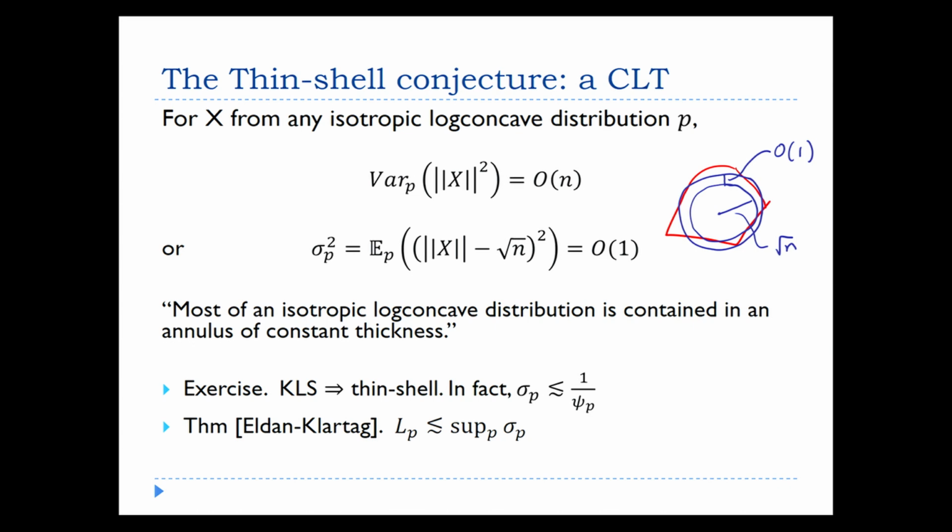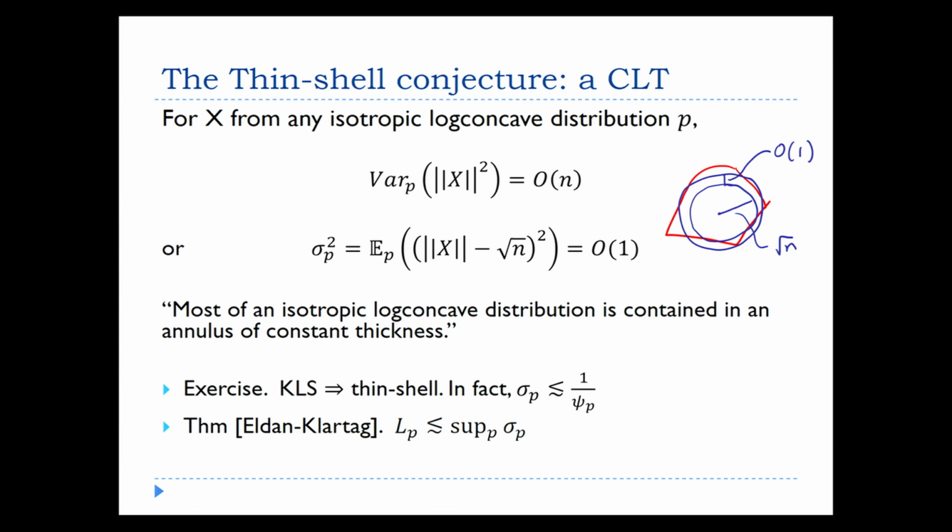A bit more surprising, but also proven several years ago, is that the slicing constant is upper bounded by the thin shell constant, and not in a per distribution sense. That might be true, but we don't know it yet. But certainly in the supremum sense, so if you take the maximum possible thin shell constant over all isotropic log concave distributions, that's an upper bound on the slicing constant.